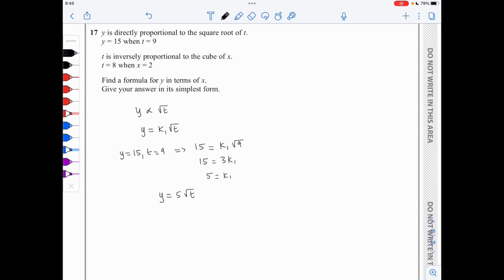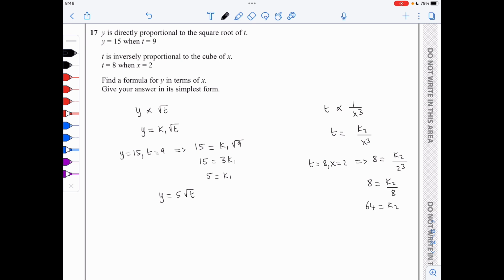Similarly, t is inversely proportional to the cube of x, so t is k2 over x cubed. Now when t is 8, x is 2, so I will substitute to get 8 is k2 over 2 cubed. Now 2 cubed is 8, and therefore we get that k2 is 64.